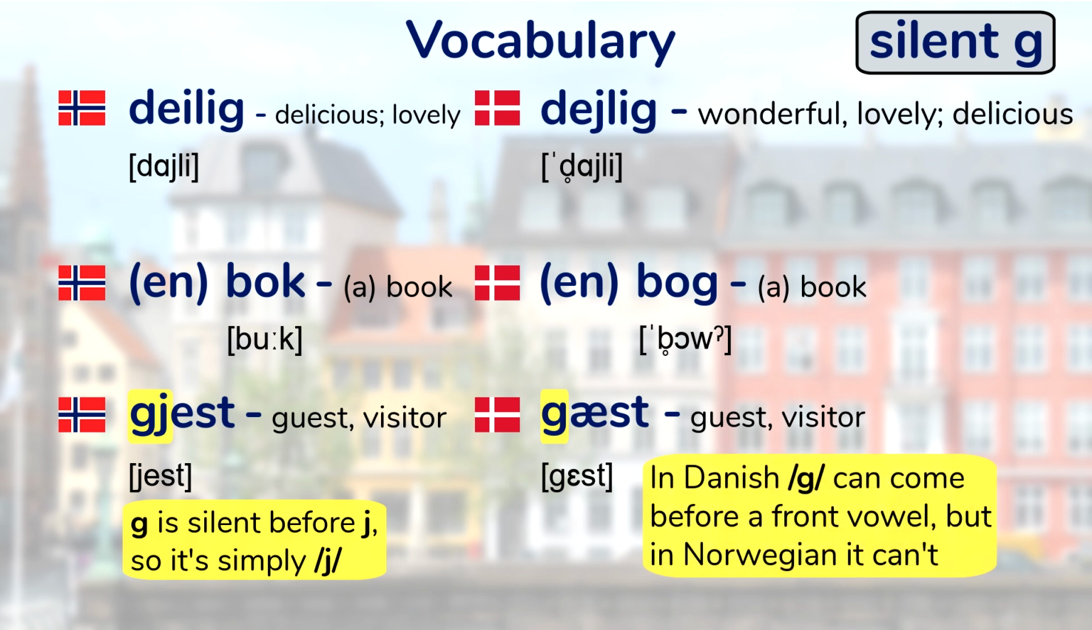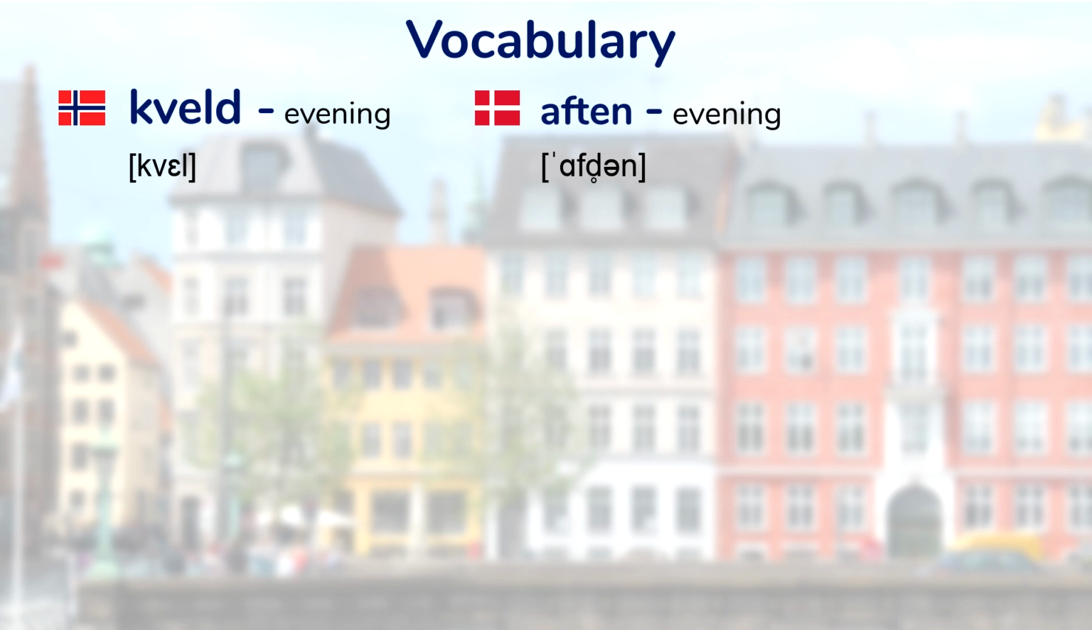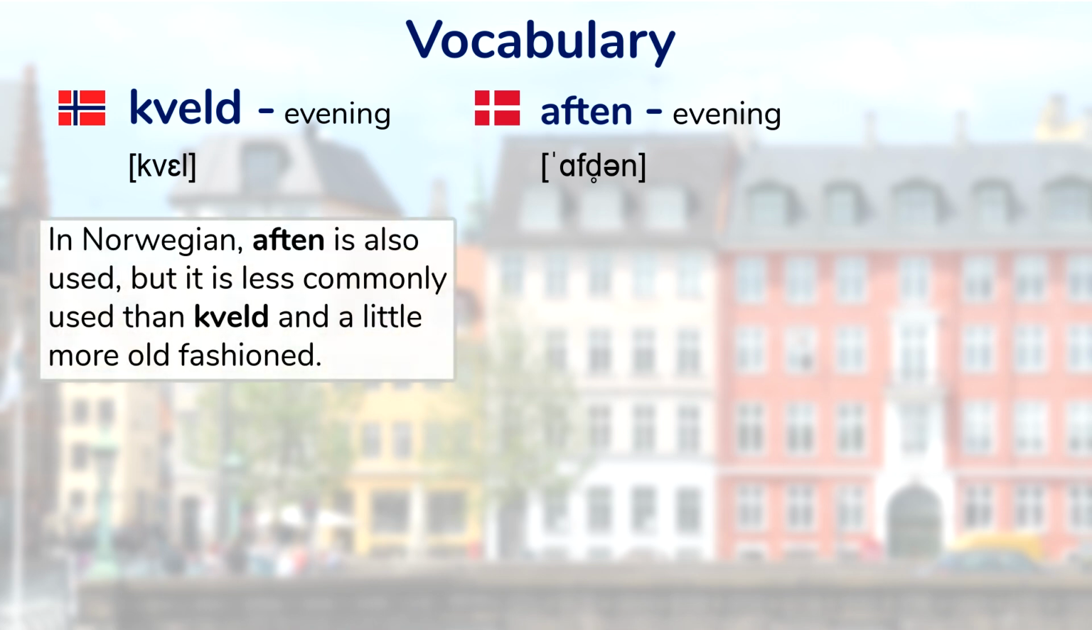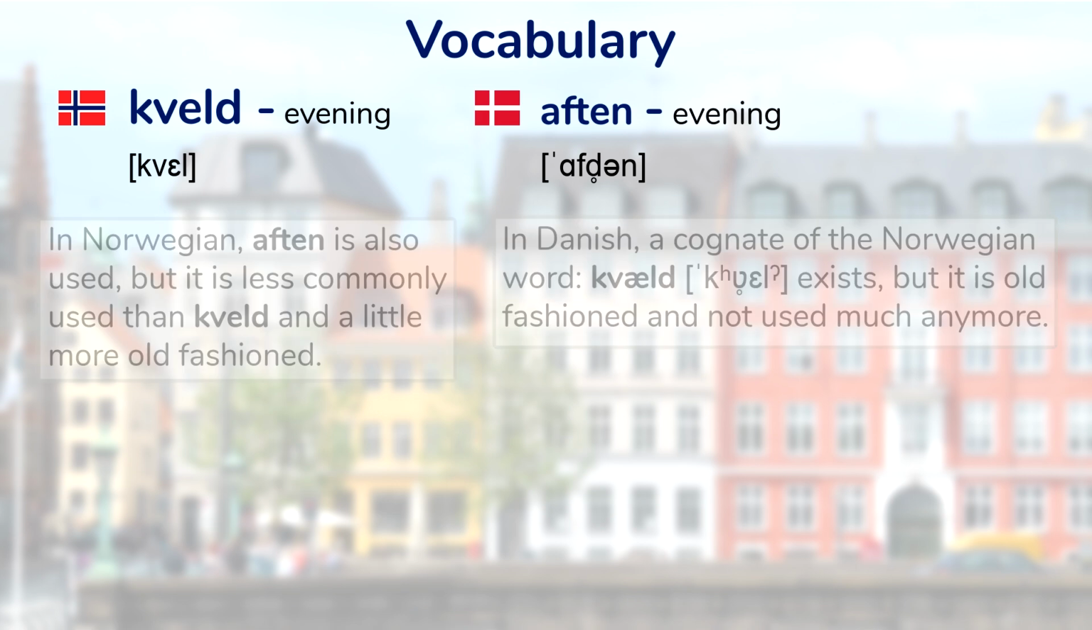while in Danish it's g. Like I said before, in Danish, g can come before a front vowel, but in Norwegian it can't. These words mean evening, in Norwegian, Kveld, and in Danish, Aften. In Norwegian, aften is also used, but it's less commonly used than kveld, and a little more old-fashioned. And in Danish, a cognate of the Norwegian word exists, but it's old-fashioned and not used much anymore.